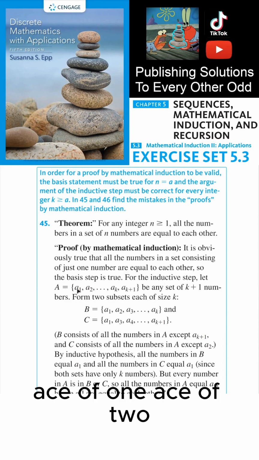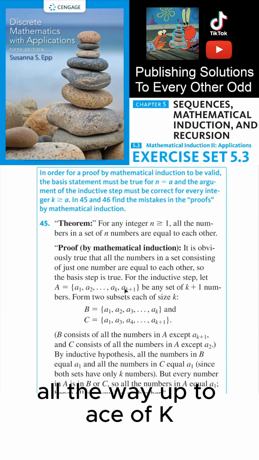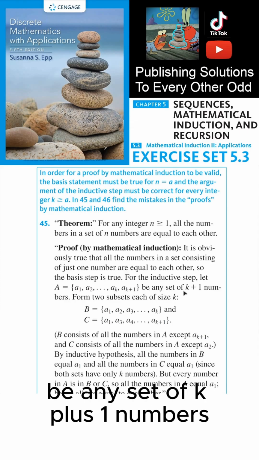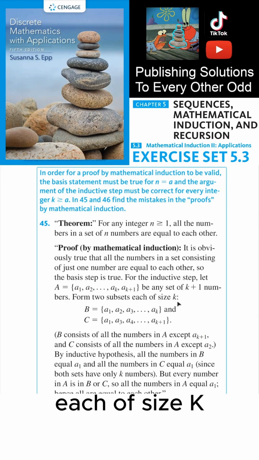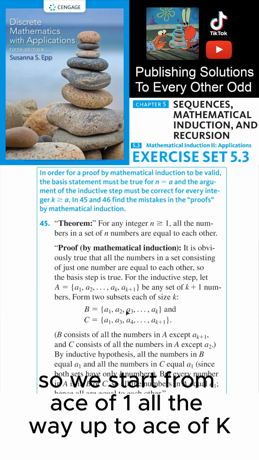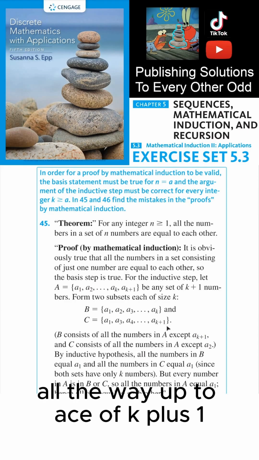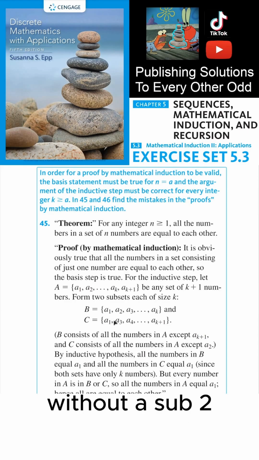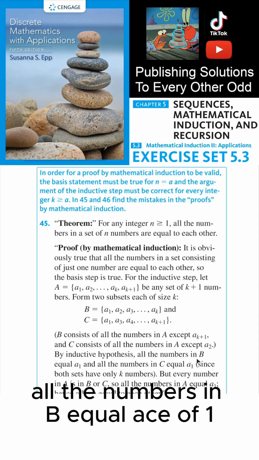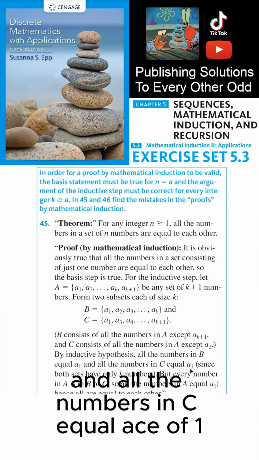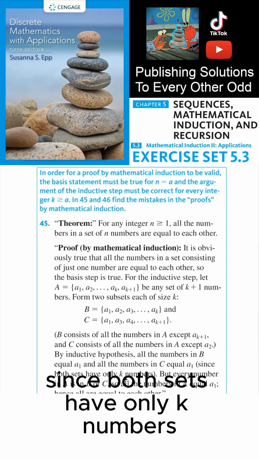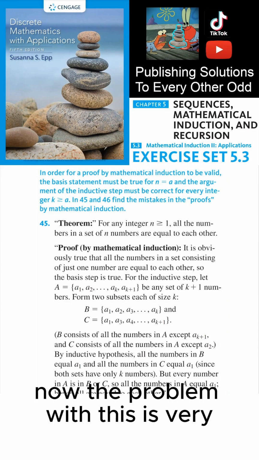Let A be the set a sub 1, a sub 2, all the way up to a sub k plus 1, be any set of k plus 1 numbers. Form 2 subsets, each of size k. So we start from a sub 1 all the way up to a sub k, and a sub 1 all the way up to a sub k plus 1, without a sub 2. By the inductive hypothesis, all the numbers in B equal a sub 1, and all the numbers in C equal a sub 1, since both sets have only k numbers. Now, the problem with this is very, very subtle.